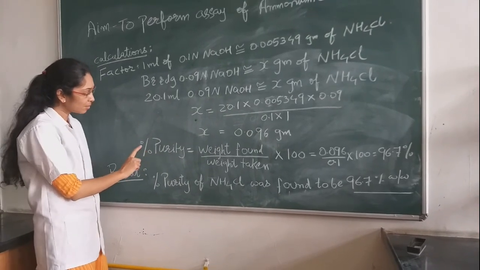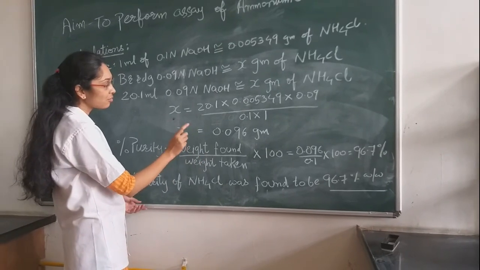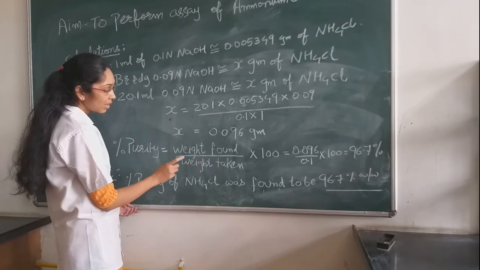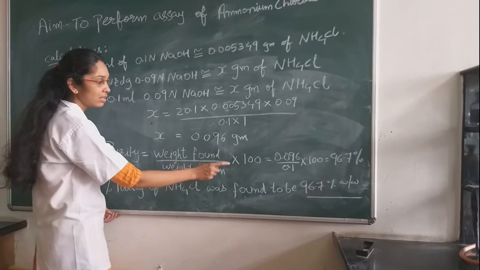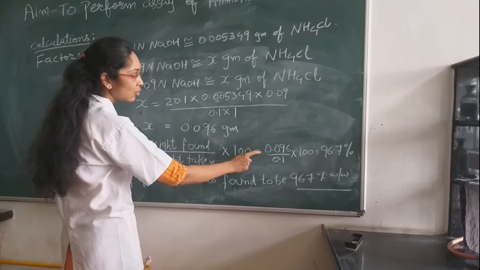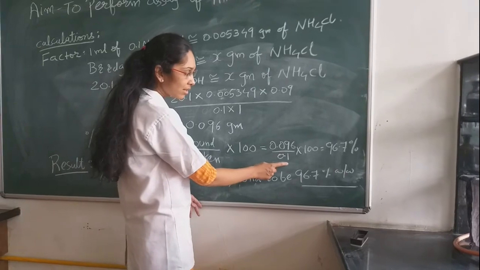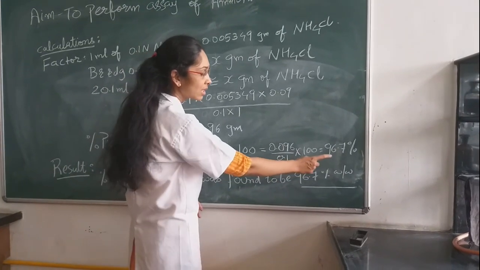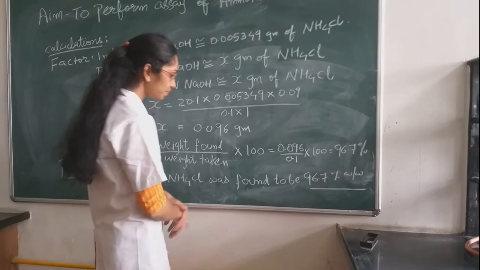So formula is simple. Percentage purity is equivalent to weight found, that is which we have obtained practically, divided by weight taken, the sample weight which we have taken into 100. So we can see here we have got the weight 0.096 gram divided by, we had taken 0.1 gram of sample into 100. So it comes out to be 96.7 percentage.